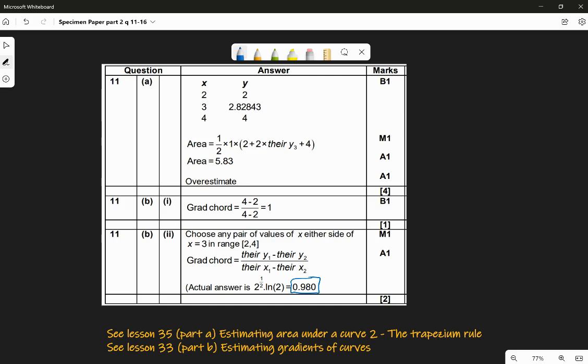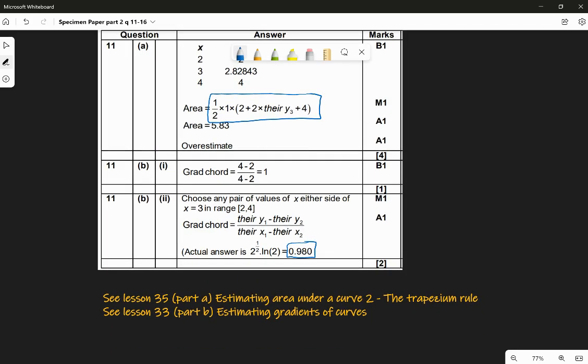Now, they used the trapezium rule. I showed 2 different ways to get 5.83, and there we go. If you want some more practice on this, see lesson 35 for part A, which is estimating the area under a curve using the trapezium rule. And see lesson 33 for part B in this question, which is estimating gradients of curves.